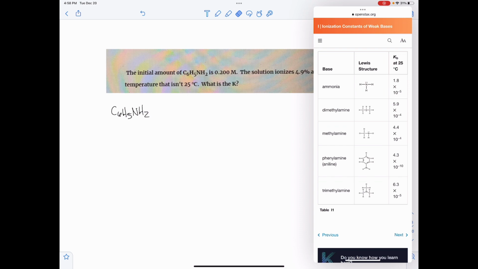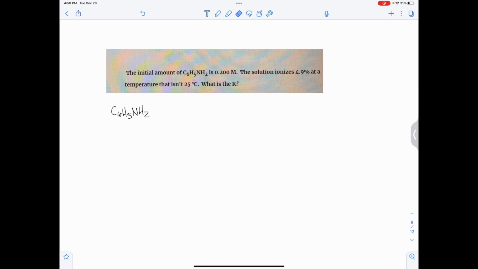And the reason is because it's telling us that this isn't at 25 degrees. That chart only works for 25 degrees. So you can't bypass actually working out the problem.